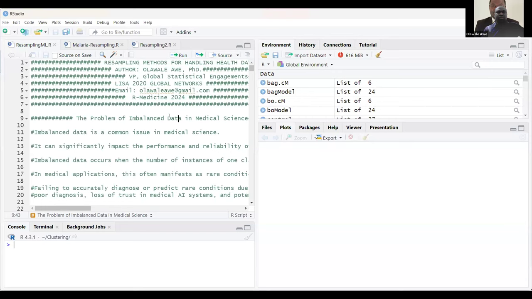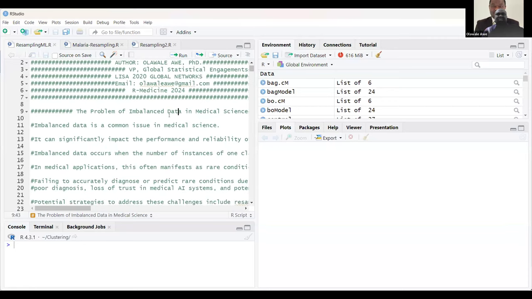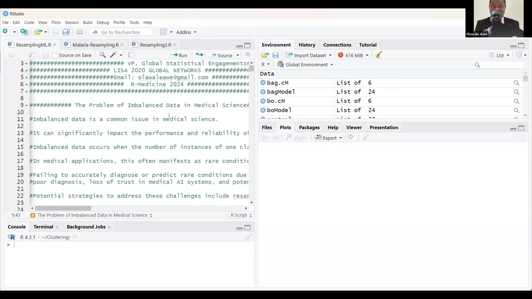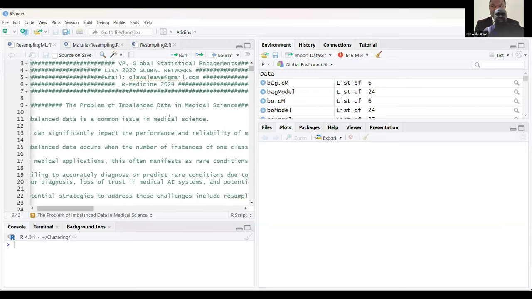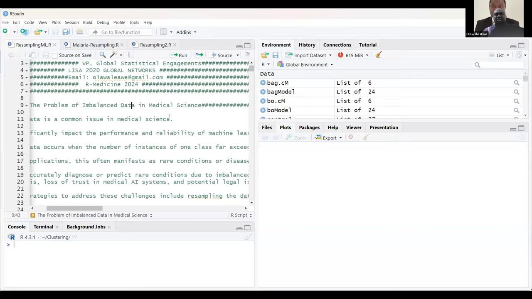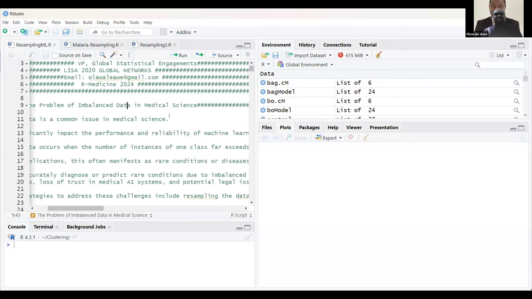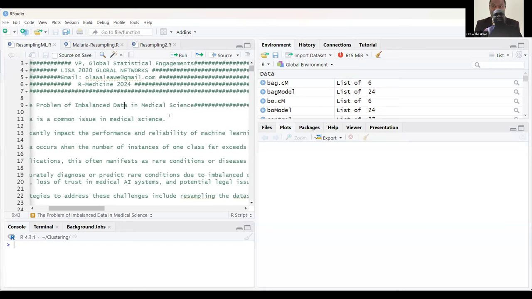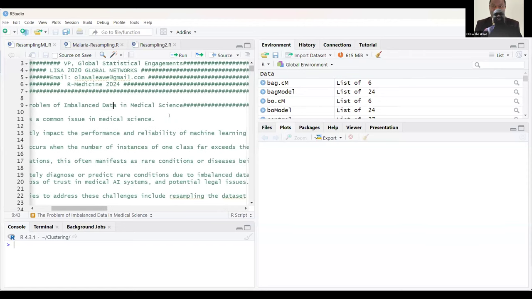First of all, what I want to achieve in this demo is to tackle the problem of imbalanced data, which is quite popular in medical science. It is a common issue which can significantly impact the performance and reliability of machine learning models, especially in disease diagnosis and prediction, when the number of instances in the minority class, which is always the one we are interested in, which is the number of people having the disease, is quite smaller than the majority class, which is the number of people not having the disease.